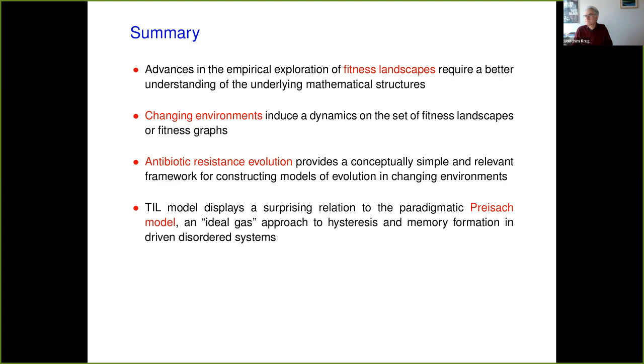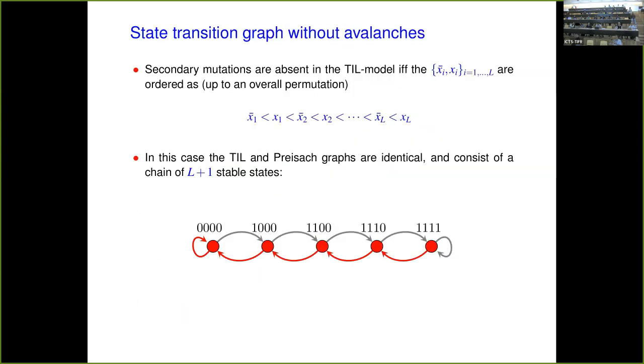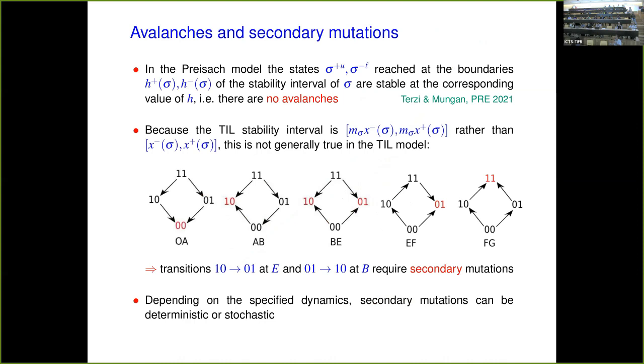Please. Yeah, I'm a little confused about these secondary transitions, because you said there's an exact analogy to the Prizach model, where when you make a transition from a given state, there's a unique destination state. In other words, there's only one arrow that goes out of any node in your transition graph. Yeah.